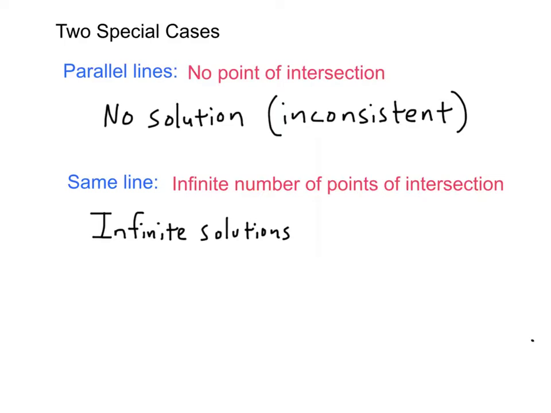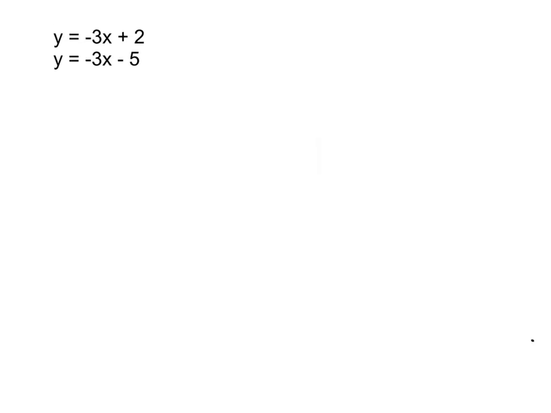And as you've probably guessed, there's a code word for this as well. In this situation, the system is called dependent. So dependent is a word that you use when the two lines are exactly the same, and so there's an infinite number of solutions. Okay, so let's take a look at this example.